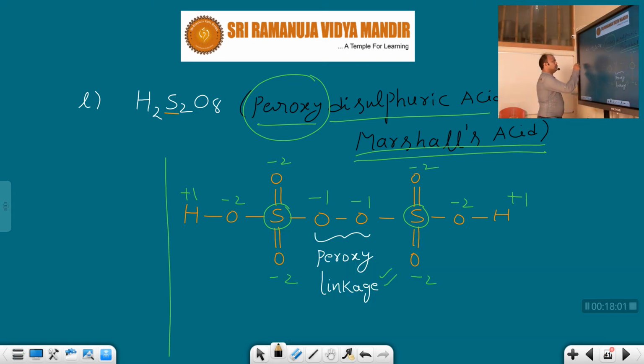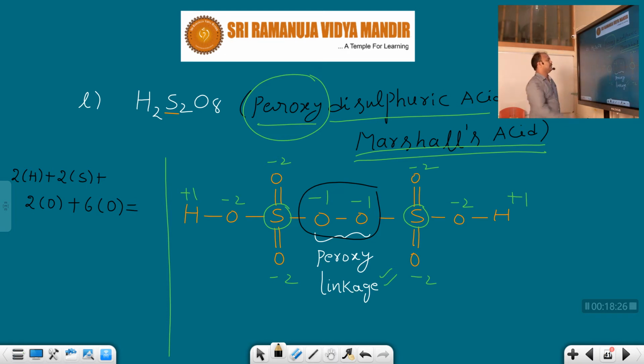This is H2S2O8. So 2 hydrogens are there, 2 sulfurs are there, 8 oxygens. If you take, 2 oxygens are having which linkage? Peroxy linkage. So out of 8, 2 oxygens are having peroxy linkage. Remaining out of 8, 2 is over, the remaining 6 oxygens are exhibiting -2 oxidation state. The sum should be equal to its charge.